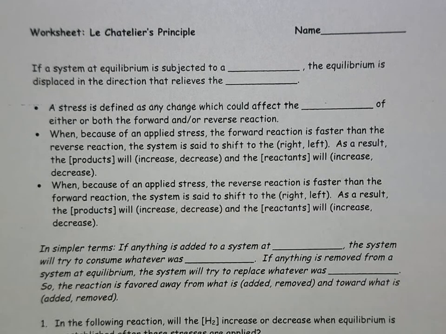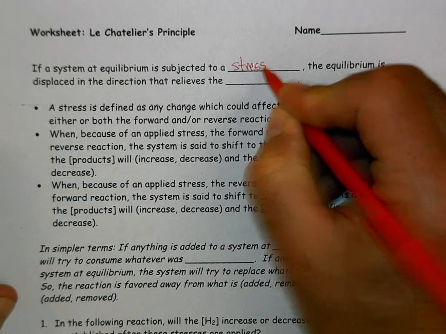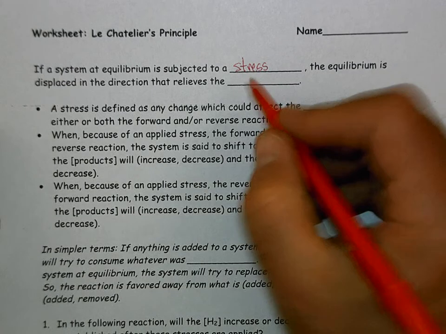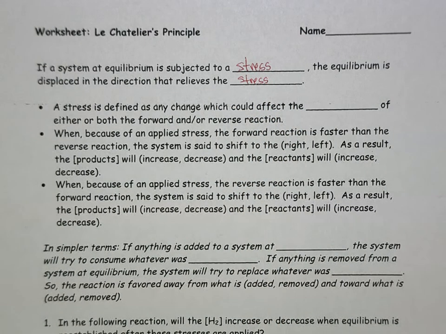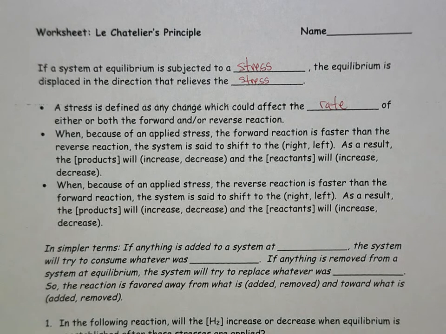If a system at equilibrium is subjected to a stress, stress means that you're going to make some kind of change. The equilibrium is displaced in the direction that relieves the stress. In other words, it wants to counteract or neutralize whatever action you have taken. A stress is defined as any change which could affect the rate of either or both the forward and reverse reactions.